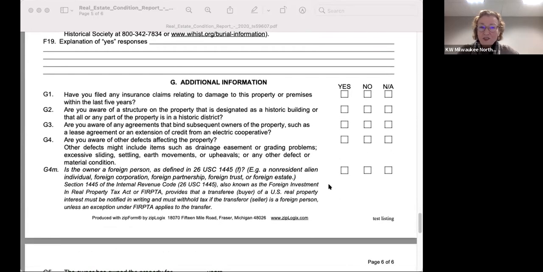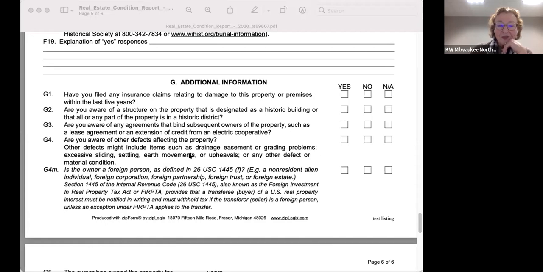So any additional information, this gets to, have you filed any insurance claims relating to the damage to this property in the last 5 years? Are you aware of a structure on the property designated as historic? Talk about a lawsuit. We've had a lawsuit where the seller wasn't aware of or didn't realize the importance of it being designated as a historic property. It's smart for the seller to do research on what they're selling, but if there are certain things they don't know, they don't know. But they're going to have to prove that they didn't know it, and that's an issue.